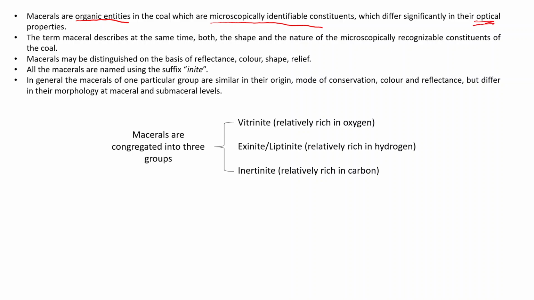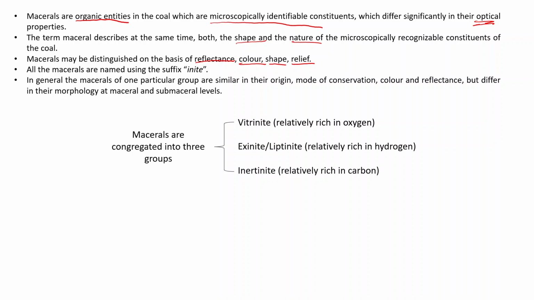The term maceral describes at the same time both the shape and the nature of the microscopically recognizable constituents of the coal. So, it is important to understand that the macerals may be identified on the basis of shape as well as the reflectance of the particular type. They may be distinguished on the basis of reflectance, color, shape, and relief. These are the four important features which are looked at under the microscope to identify certain groups of macerals.